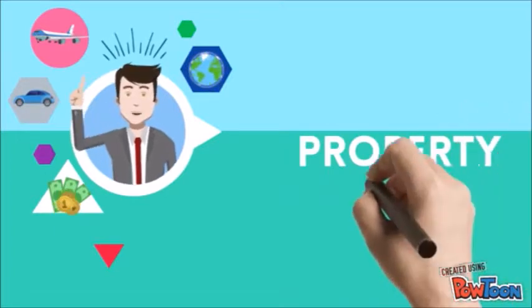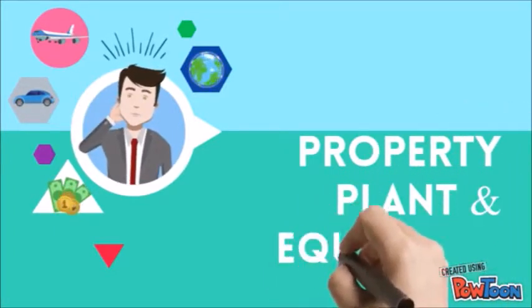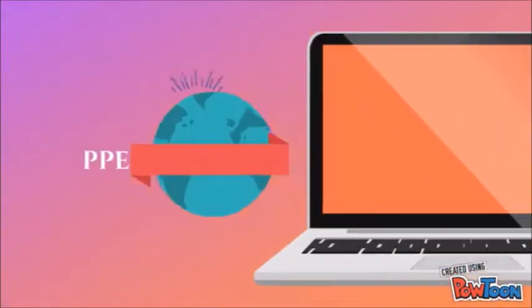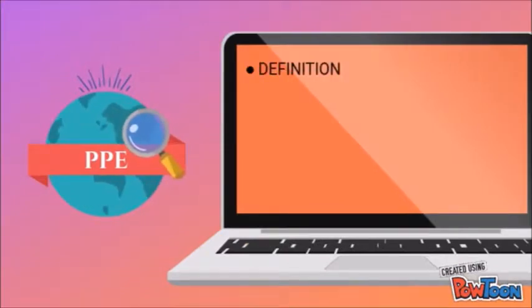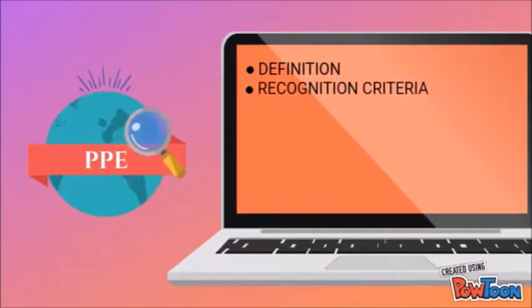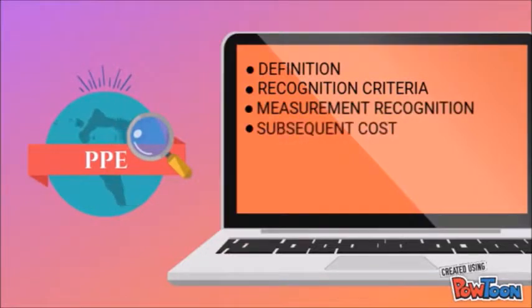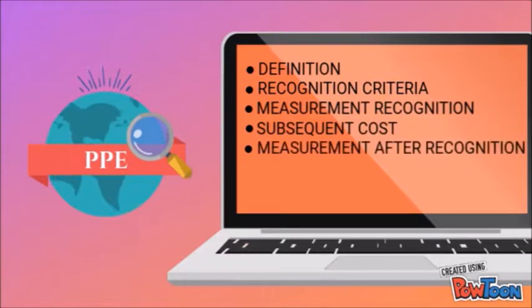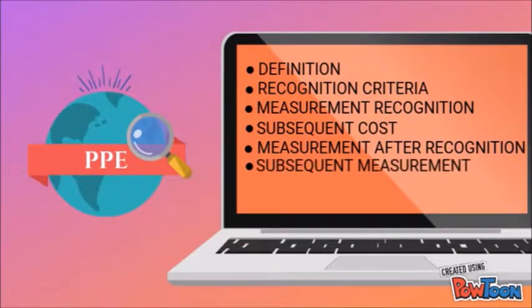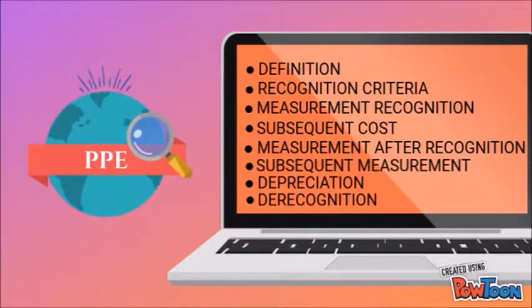Property, plant, and equipment. In PPE, we will cover the definition, recognition criteria, measurement recognition, subsequent cost, measurement after recognition, subsequent measurement, depreciation, and lastly, derecognition. The definition of PPE.